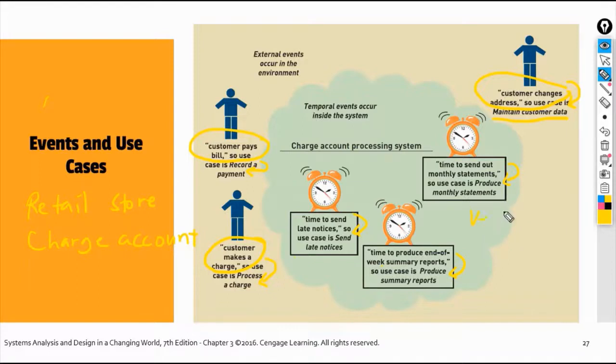Remember, we're still using the verb-noun form for writing our use cases. The result is a list of use cases triggered by business events at the right level of analysis. So remember, the business event comes first, and then it leads to a use case.